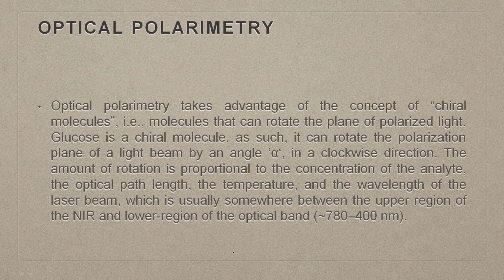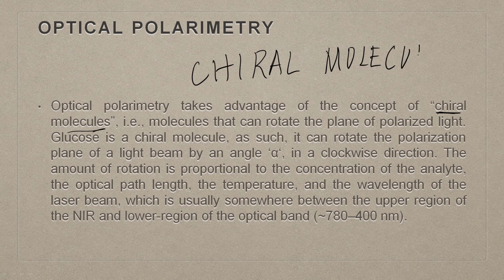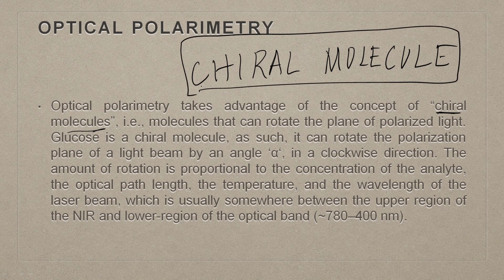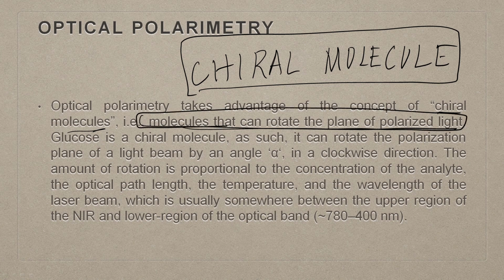What really is optical polarimetry about? Optical polarimetry takes advantage of the concept of chiral molecules. I hope you remember the chiral molecule from your high school. Please revise what chiral molecules are. I'm pretty sure all of you know, but just revise. Molecules that can rotate the plane of polarized light. This is the definition of a chiral molecule. Okay. Glucose is a chiral molecule.